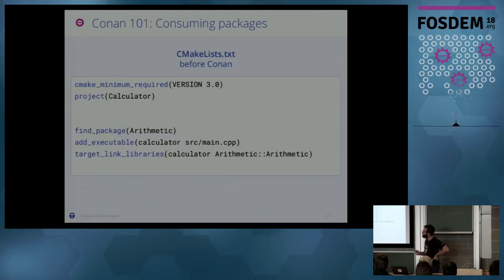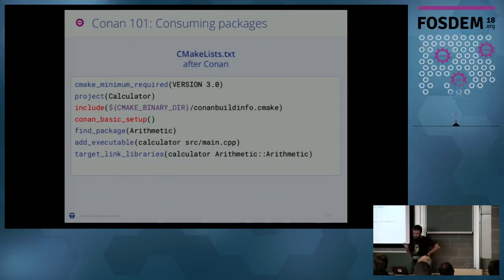So this is the CMakeLists.txt that was written before the Conan integration. As you can see, we have our calculator project. We have a find_package. Then add_executable, and finally we link our executable to the package that we found. If you use find_package with Conan, there are only 2 lines to include. You have to include the file that Conan generated previously, and then you need to call this conan_basic_setup macro, and that's it.